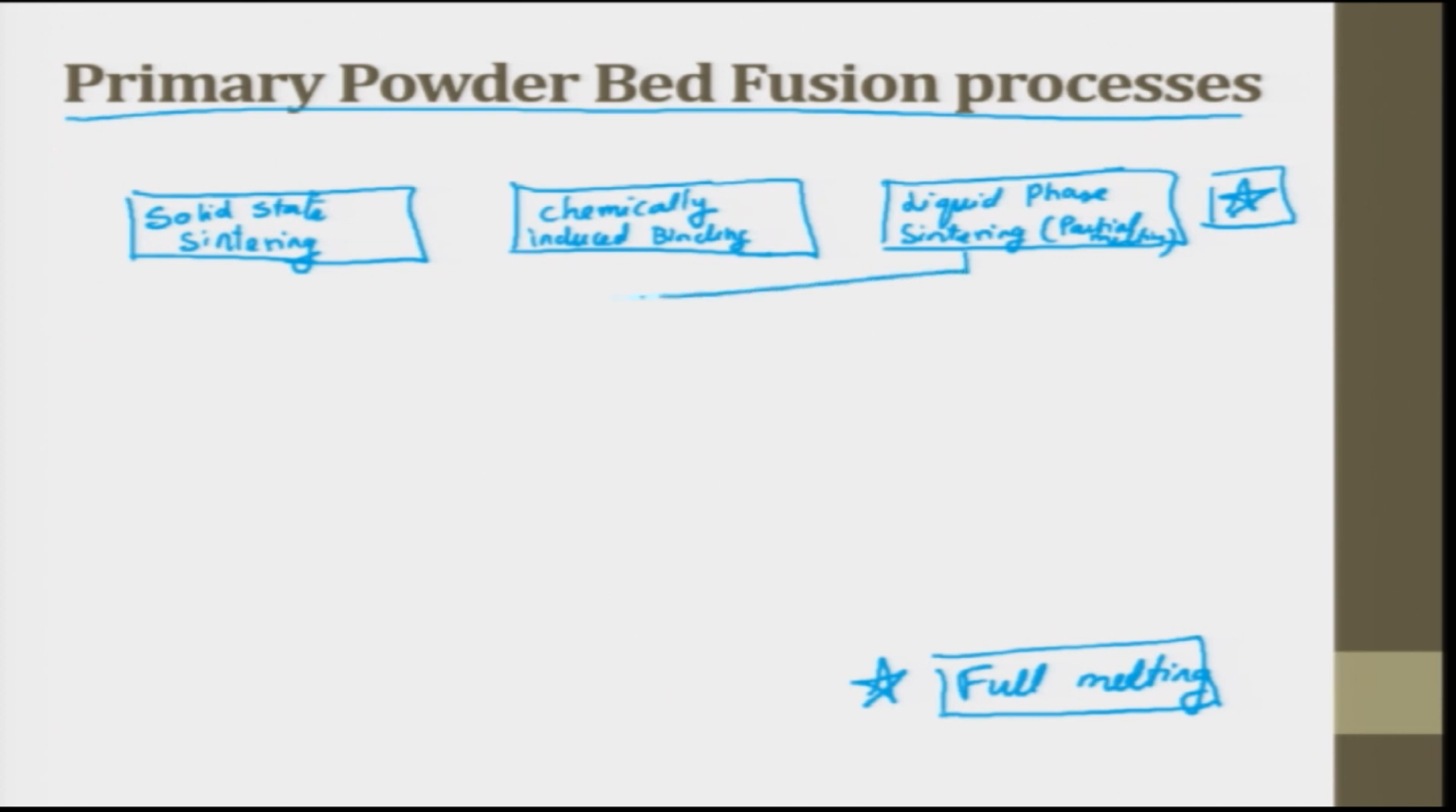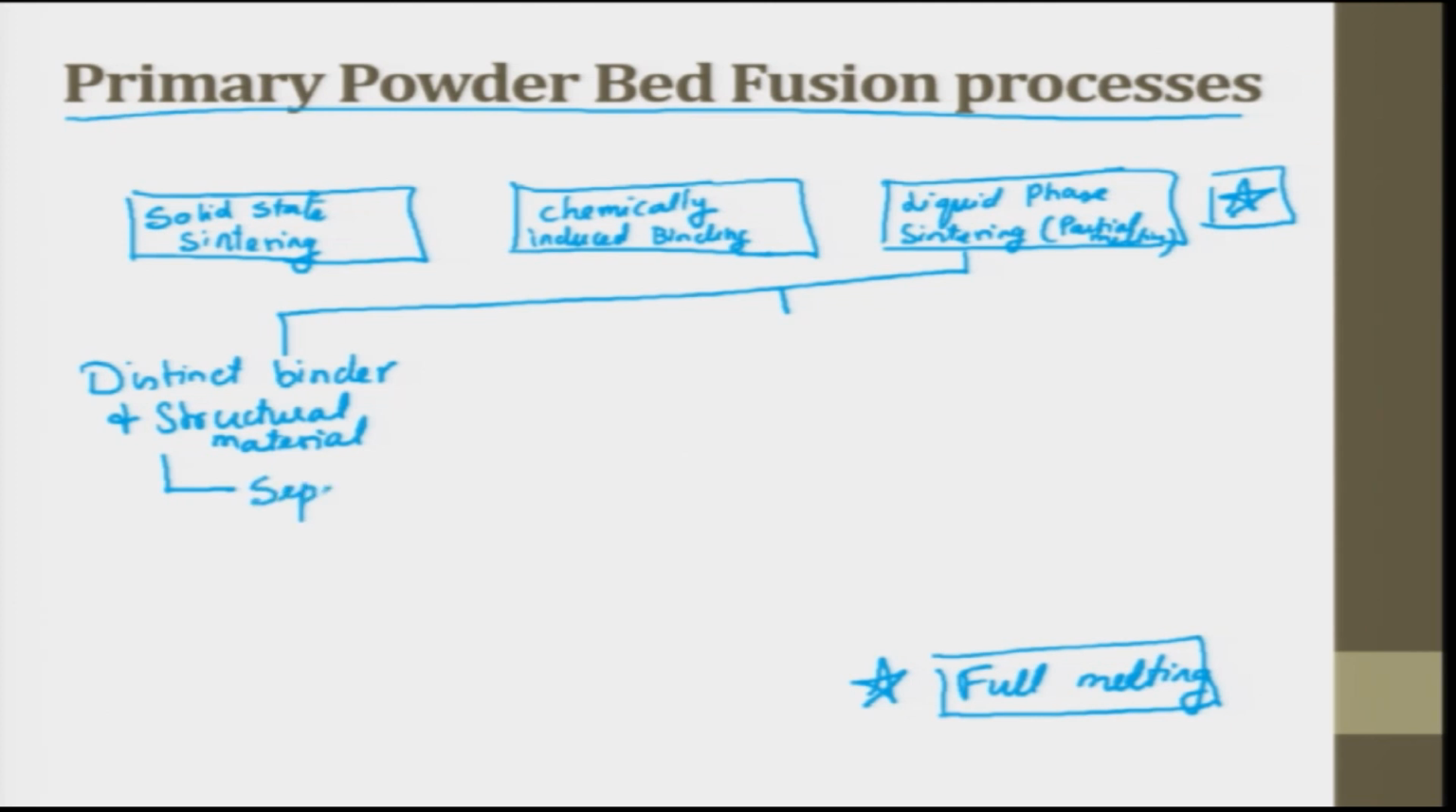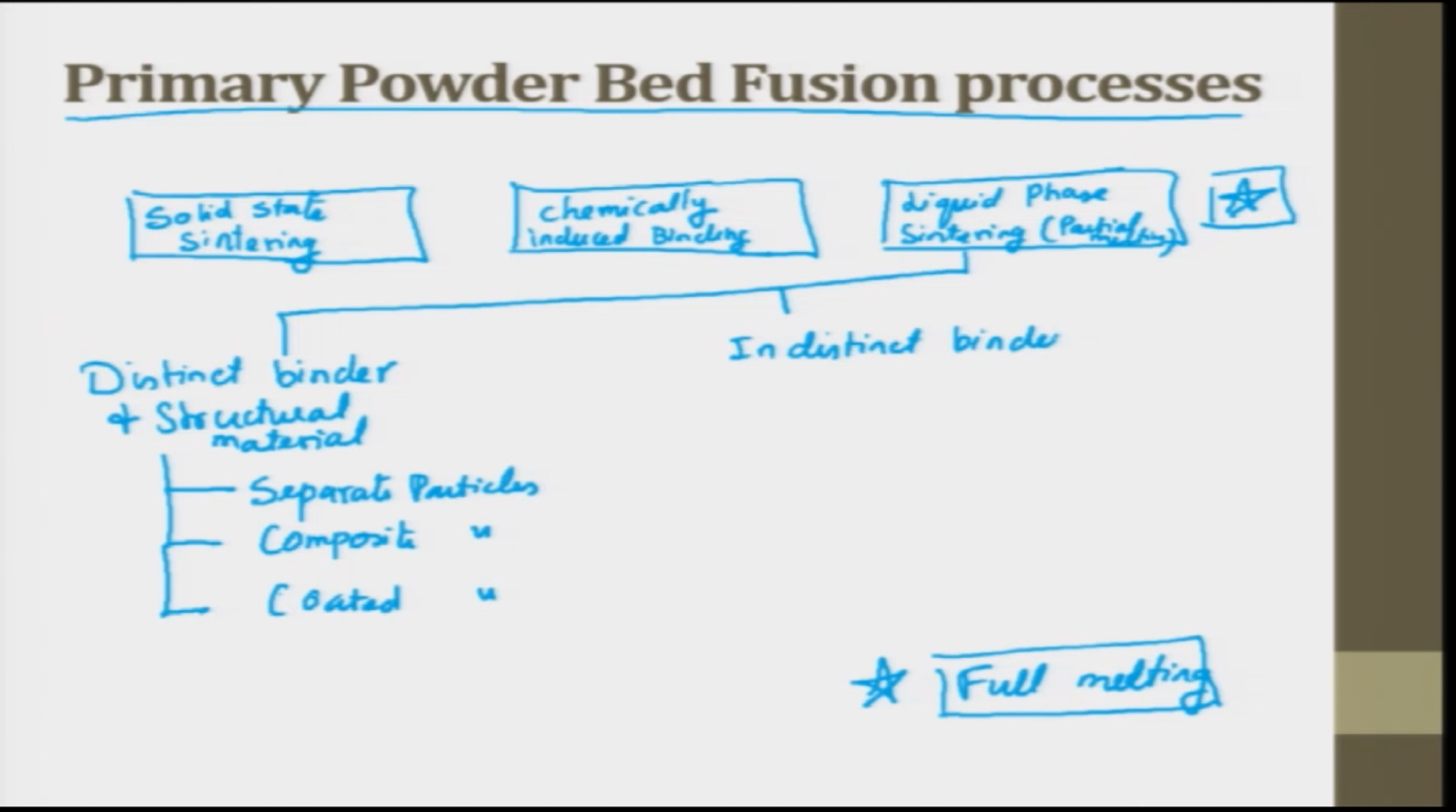Okay, and this partial, this is distinct binder and structural material. One is separate particles, composite particles and coated particles, when I try to look at indistinct binder and structural material.